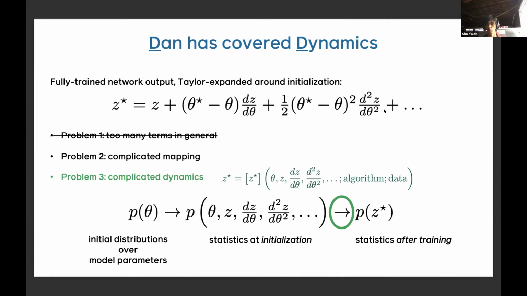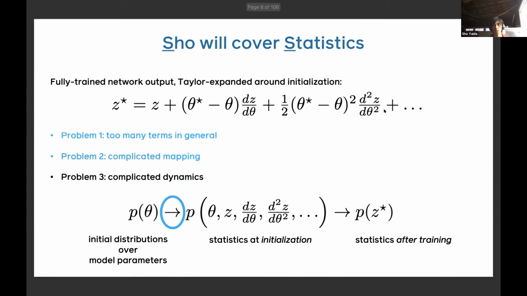Okay. So what I'm going to do is to solve the other two problems: to go from the initialization distribution over model parameters, which is microscopic information about the model, and pass on to the more macroscopic picture, so to speak, and study the statistics at initialization.